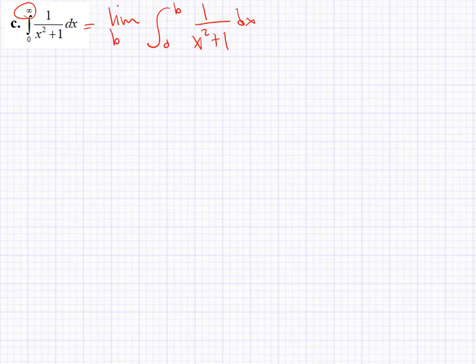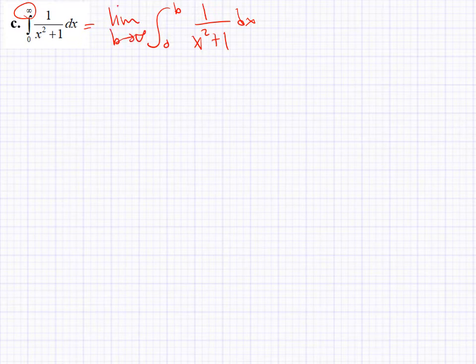All right, here's yet another one. Again, pretty easy. Spot it. That's definitely improper because of that infinity. So we'll correct it. 0 to b, 1 over x squared plus 1 dx. Then do the limit as b goes to infinity.